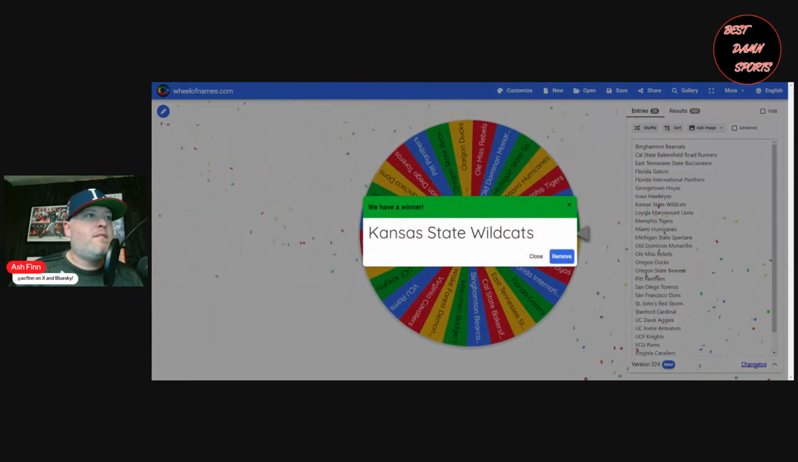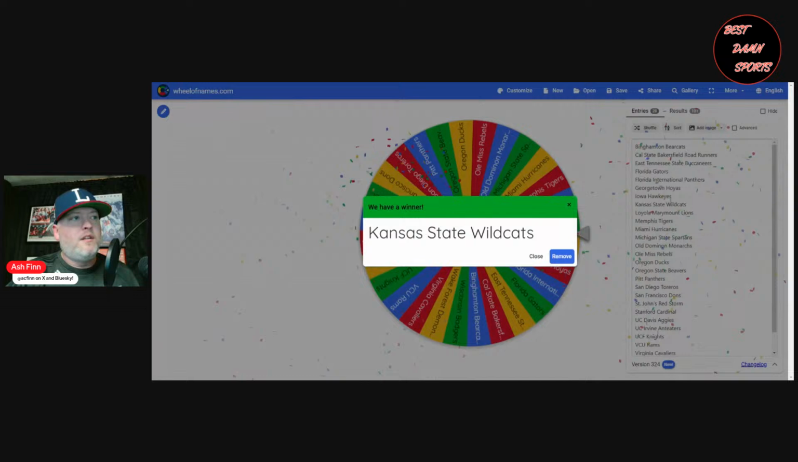Kansas State out of the Big 12. Man, the Big 12, if anybody wants to figure out who the lone Big 12 school left on the board is, they will know if they are the number 1 pick in that league's draft.